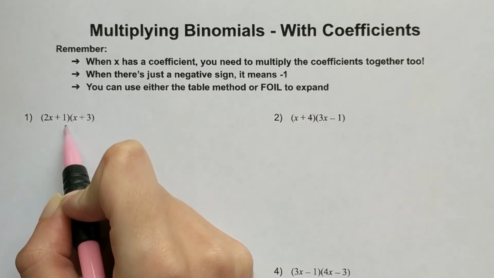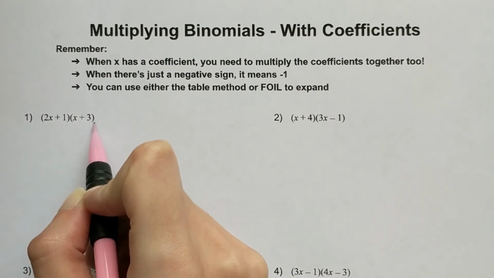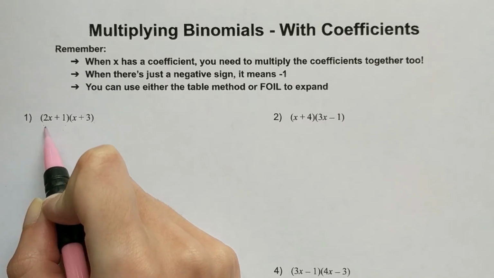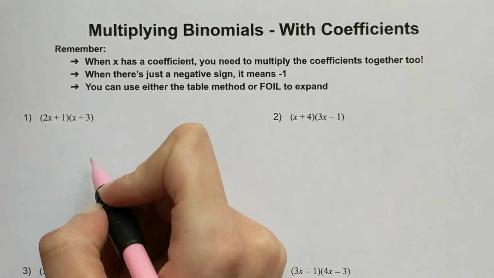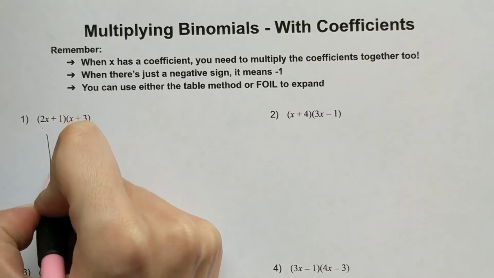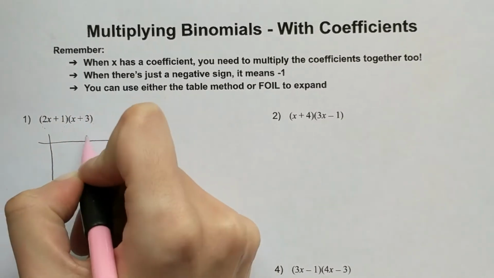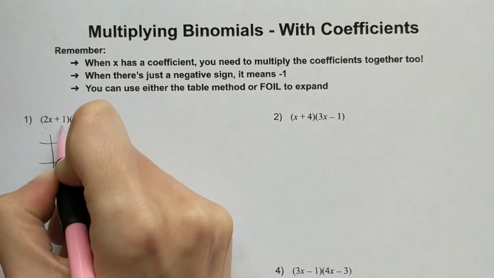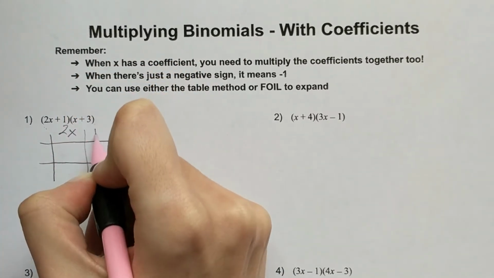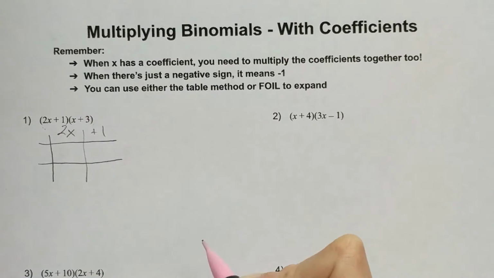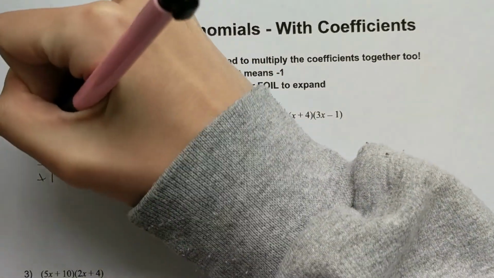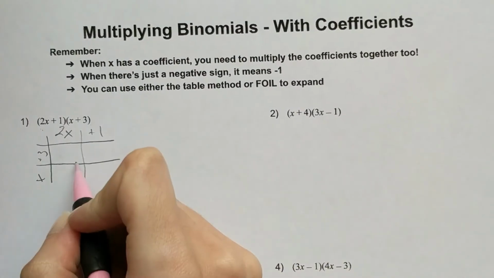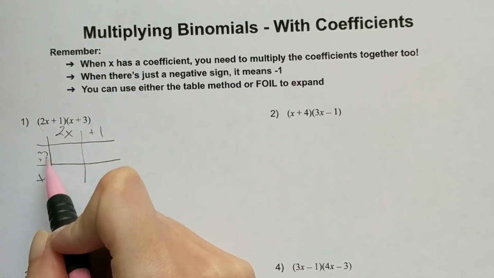2x plus 1 times x plus 3. Notice we have a coefficient here on our x value. For this question, I'm going to use the table method. I'm going to put my 2x and then plus 1 across the top, and then x and plus 3 along the side. I need to multiply to fill it in.